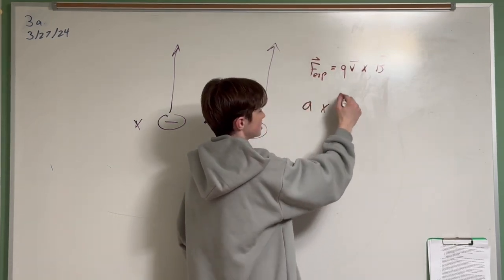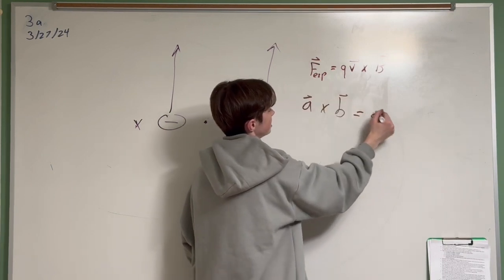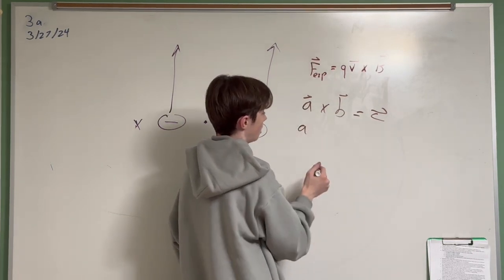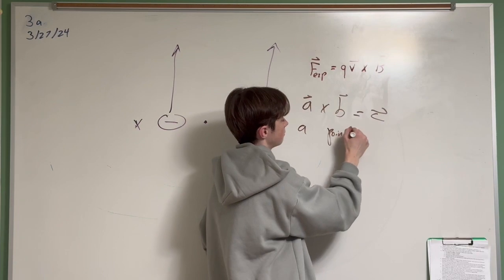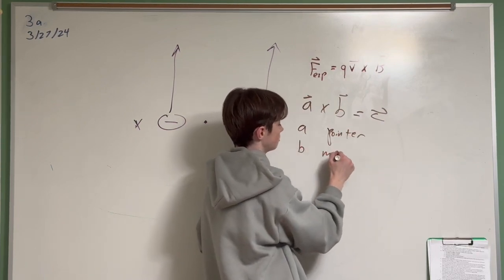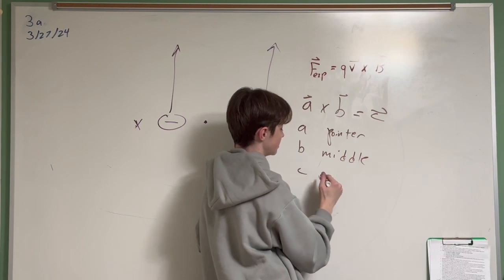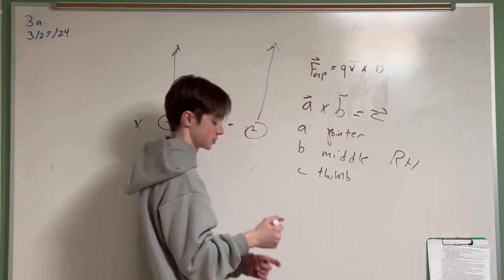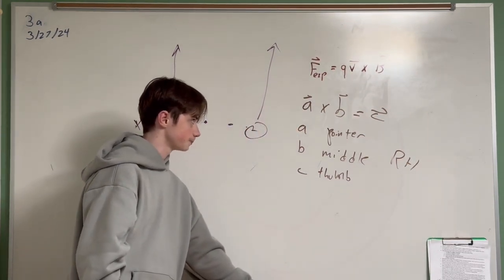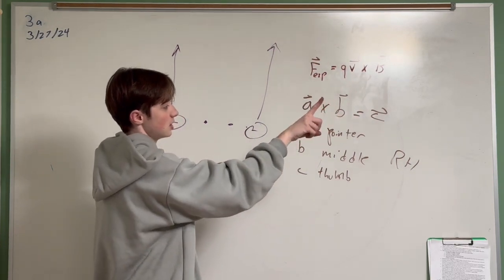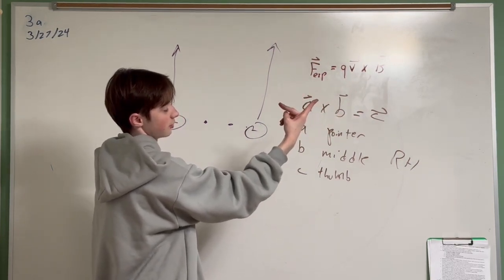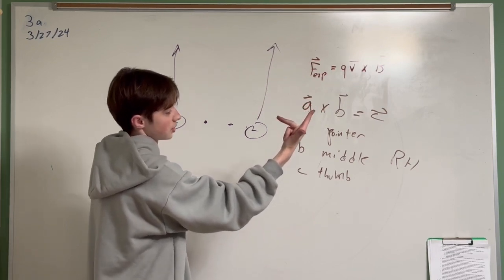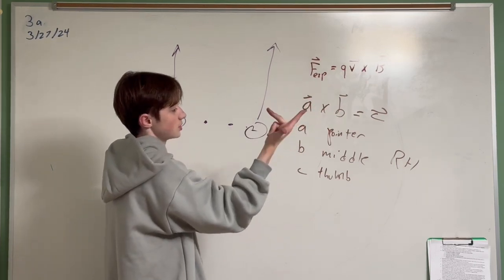The rule for right-hand rule is A cross B equals C vector. A is your pointer, B is your middle, C is your thumb. Of your right hand, don't use your left hand because then you'll get the opposite result. So if we have A pointing one direction, then we have B, which is our middle finger, pointing another direction. Our C direction would be the direction that our thumb points. So that will always work.